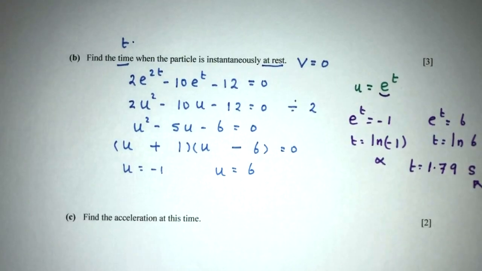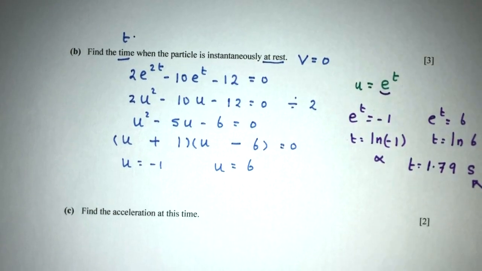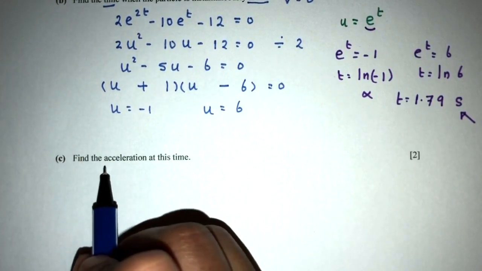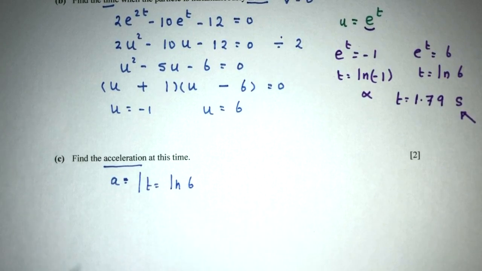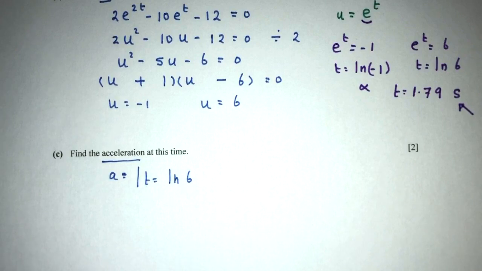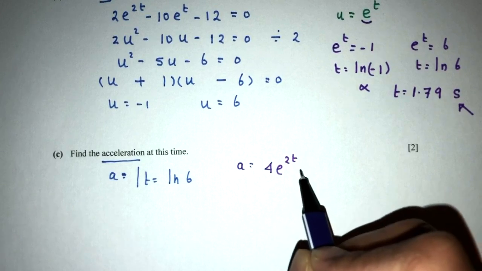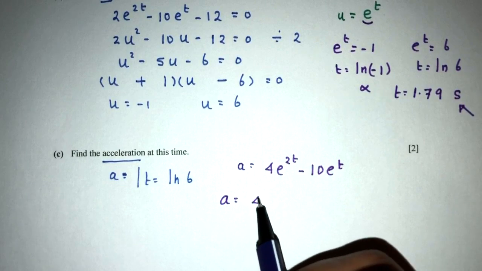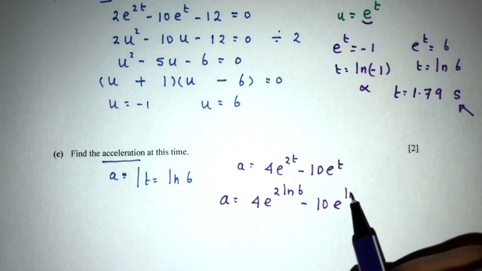That should be t, so the time t is 1.79 when the particle is at rest, at v equal to 0. Now for part C, we have to find the acceleration at this time. So basically find the value of a at t equal to ln of 6. As we have seen, a was found to be 4 exponential 2t minus 10 exponential t. That will be a equals 4 exponential 2 ln of 6 minus 10 exponential ln of 6.